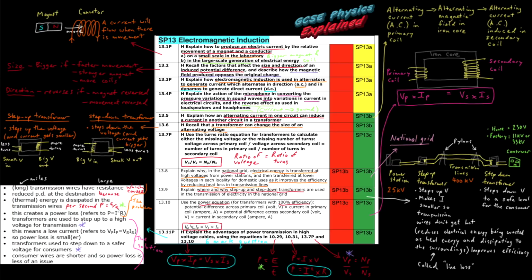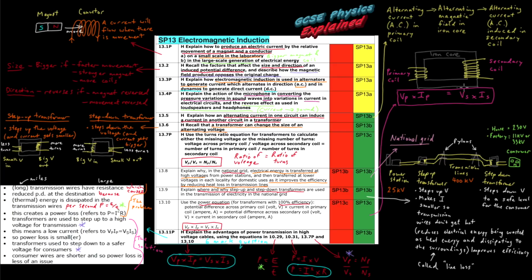Remember, power is voltage times by current. So the voltage on the primary coil times by the current on the primary coil is going to equal the voltage on the secondary coil times by the current on the secondary coil. So what goes in, the power that goes in, has to equal the power that comes out.